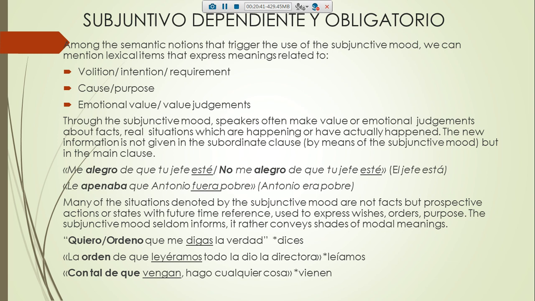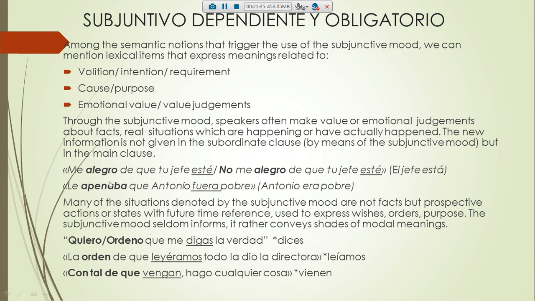Through the subjunctive mood, speakers often make value or emotional judgments about facts, real situations which are happening or have actually happened. The new information is not given in the subordinate clause, by means of the subjunctive mood, but in the main clause. So this idea of giving new information in the main clause, and the fact that in the subordinate clause you are not giving information, in fact, you're making a judgment on the information, or you are denoting an order, is very important to understand the use of the subjunctive mood and the type of meanings it conveys.